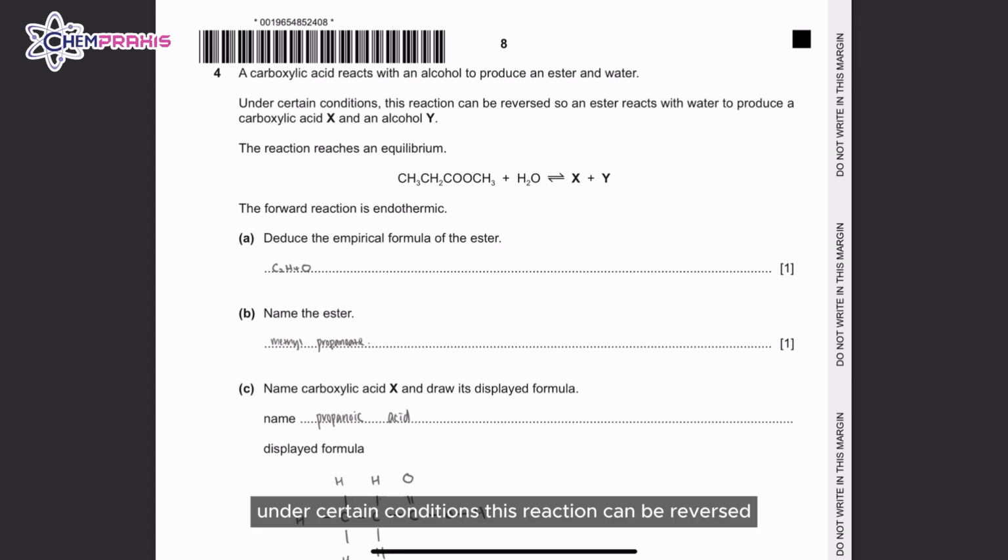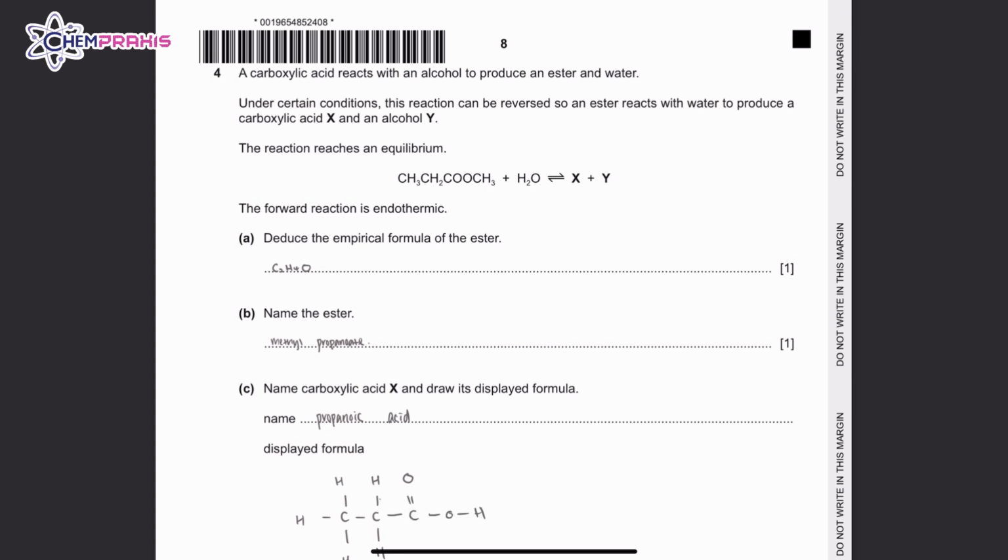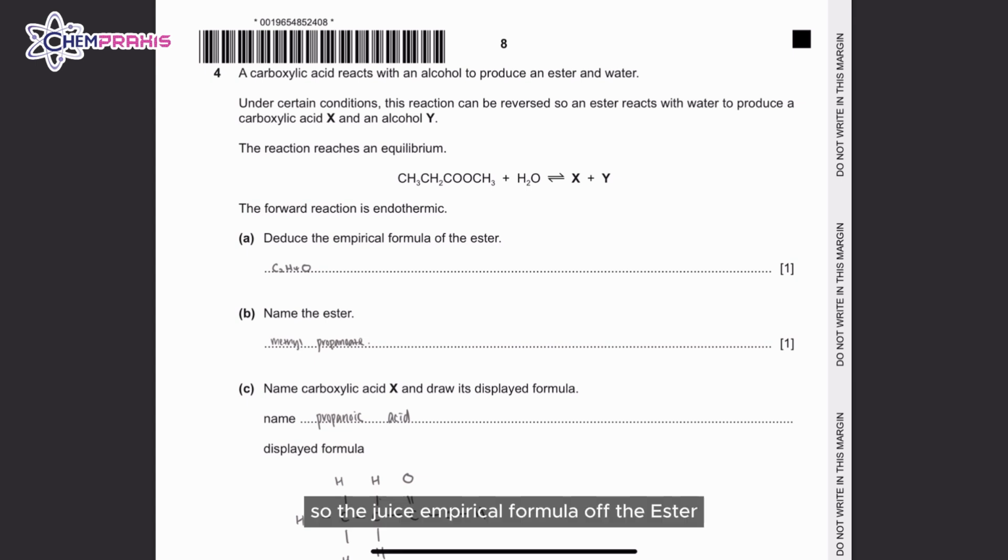For question 4, a carboxylic acid reacts with an alcohol to produce an ester and water. Under certain conditions, this reaction can be reversed, so an ester reacts with water to produce a carboxylic acid X and an alcohol Y. The reaction reaches an equilibrium. The forward reaction is endothermic.